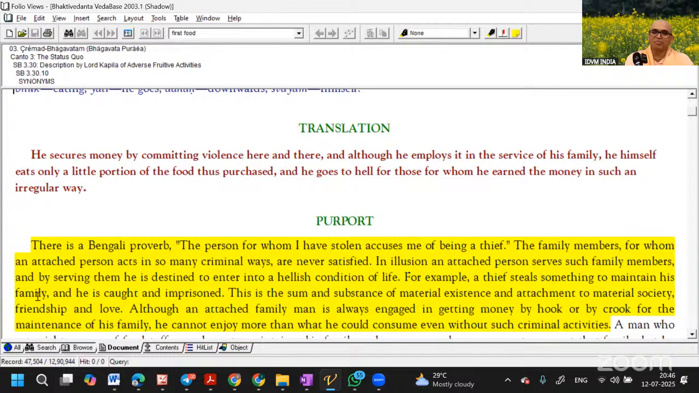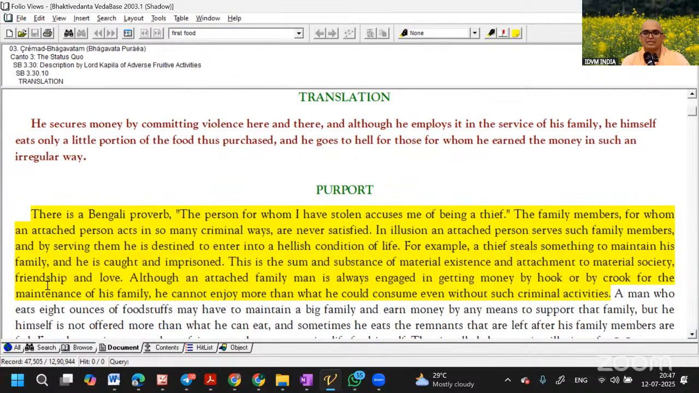The family members for whom an attached person acts in so many criminal ways are never satisfied. They are also not satisfied. In illusion, an attached person serves such family members, and by serving them, he is destined to enter into a hellish condition of life. For example, a thief steals something to maintain his family, and he is caught and imprisoned. This is the sum and substance of material existence and attachment to material society, friendship, and love. Although an attached family man is always engaged in getting money by hook or by crook for the maintenance of his family, he cannot enjoy more than what he could consume even without such criminal activity.